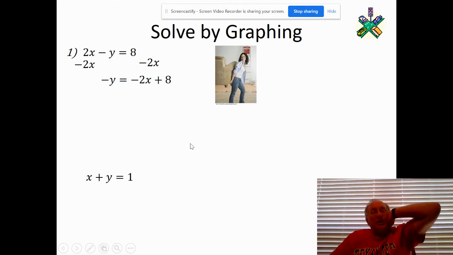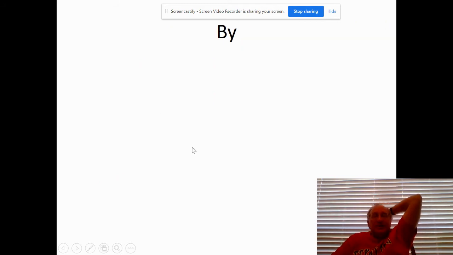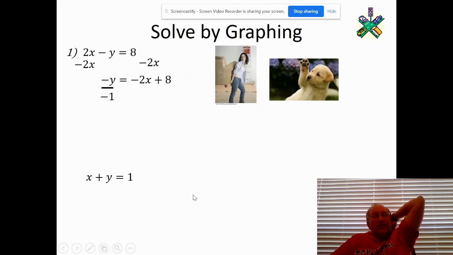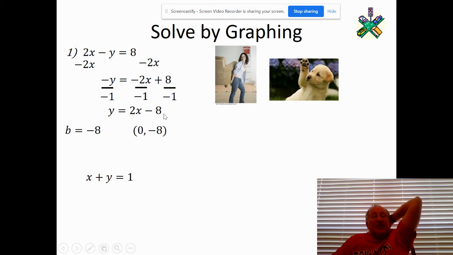But I need it to be a positive y. So I'm going to divide by a negative 1. I'm going to divide everything by negative 1, which basically just means I'm going to flip all my signs. You always have to have a positive y. And what that does is it tells me that my y-intercept is at 0, negative 8. That's going to be my starting point when I graph. And the slope is 2 over 1.